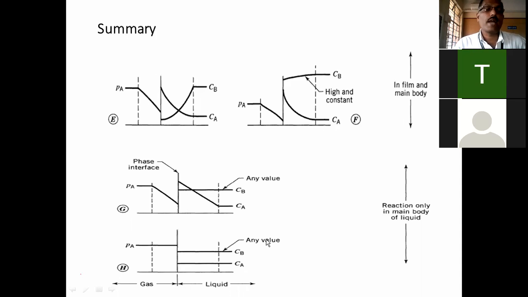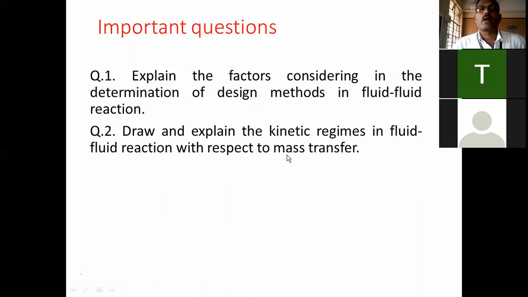And for case G and H, the reaction occurs only in the main body of the liquid, not in the film. This is the summary of the kinetic regimes. Where the reaction occurs is very important and depends on the type of reaction. First we determine the kinetic regime, and then we apply the appropriate equation. In the next lecture we will see how to determine the overall rate of reaction, which depends on this kinetic regime.